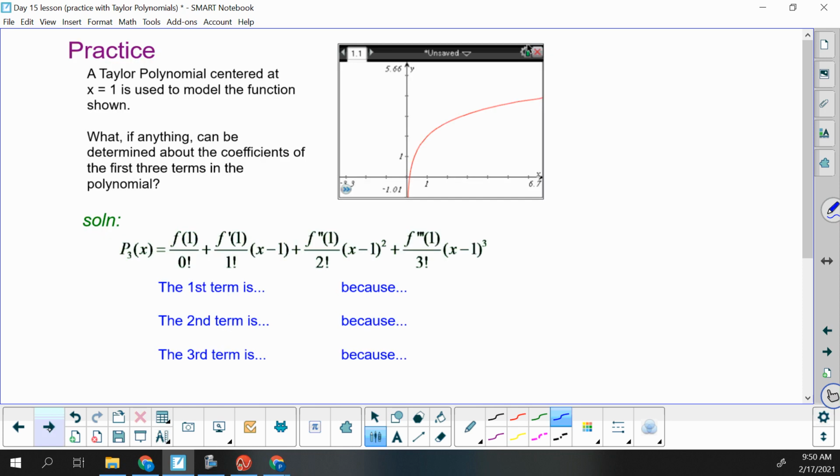So let's say we've got some Taylor polynomial. It's centered at x equals 1, and it's the function that's shown there. What can we determine about our coefficients of our first three terms?